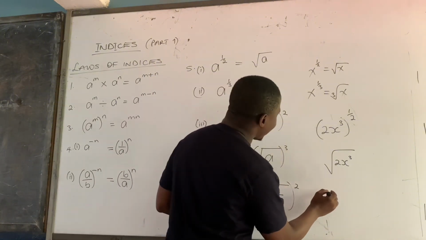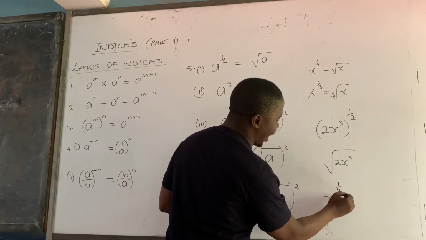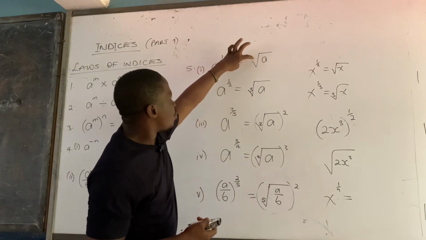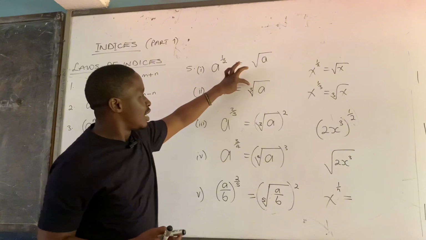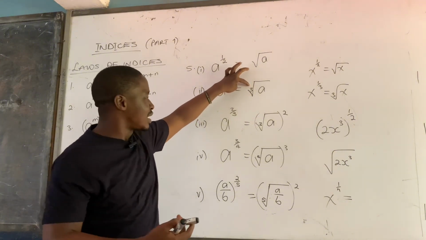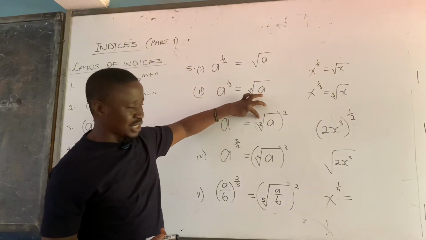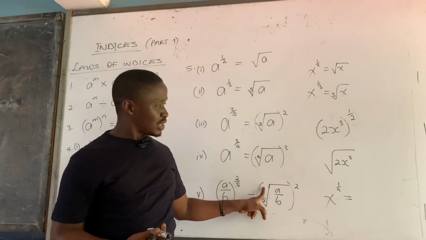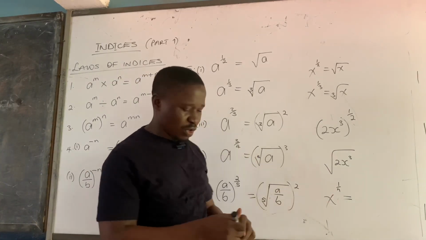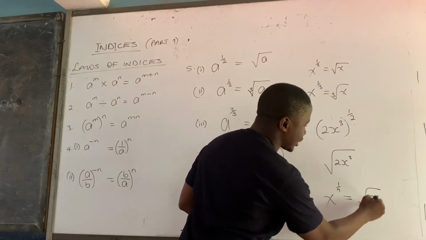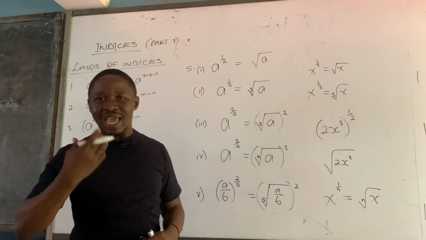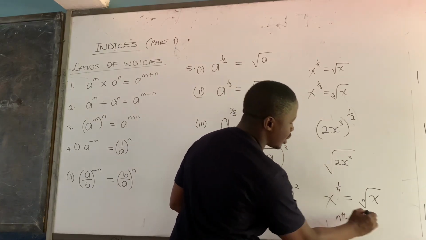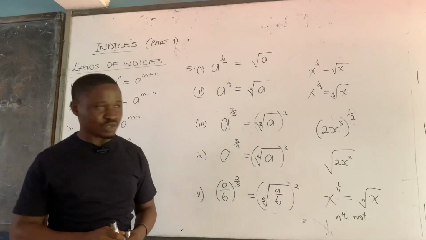What if the power is 1 over n? If the power is 1 over n, remember, for the square root we don't write the 2, but for 3 it is compulsory, it's a must to write it. The power is 3, it's a must. The power is 4, it's a must. The power is 5, it's a must. The power is n, it is a must. So x to the 1 over n is read as the nth root.